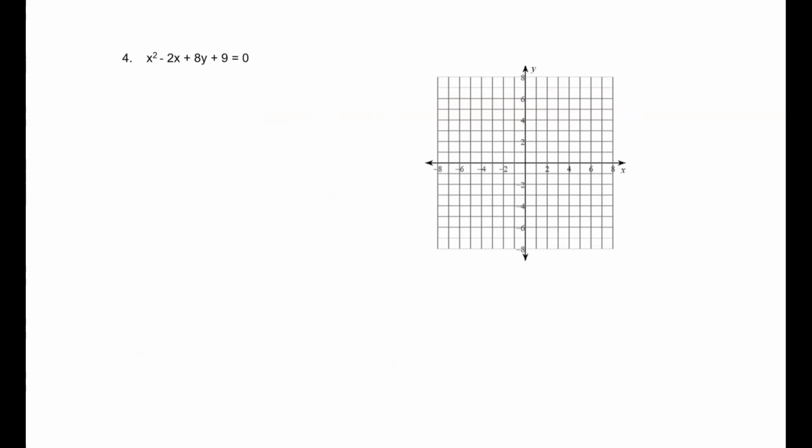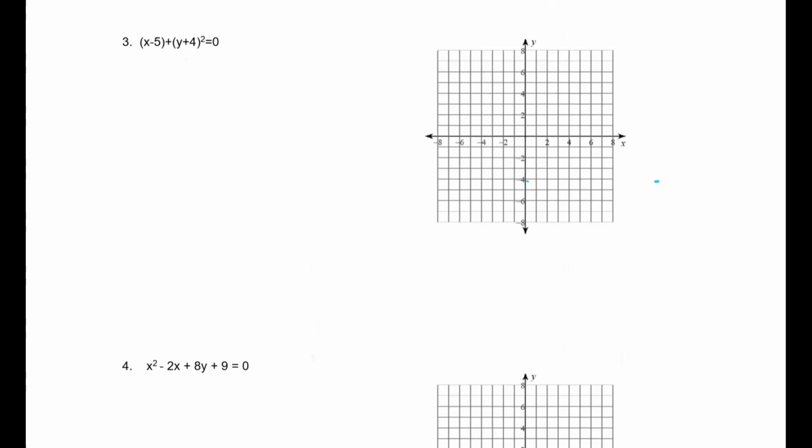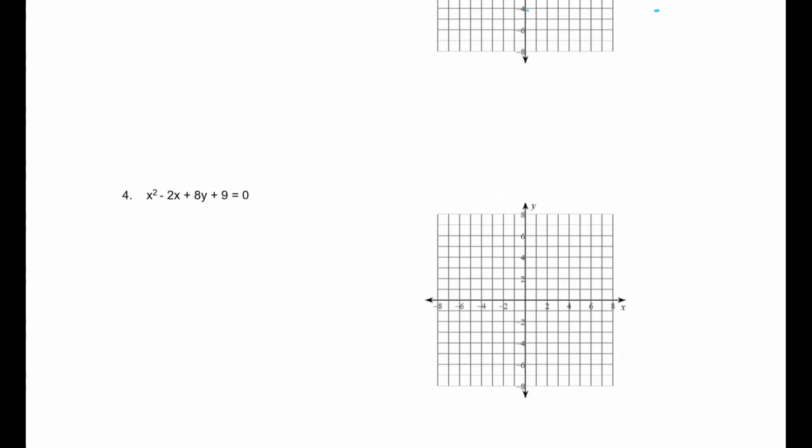Okay, let's do number 4 for parabolas. When we're working with this one, how do I know this is a parabola, my friends? Well, the reason I know it's a parabola is because it only has one squared term, and it's the x being squared, which tells me we're going to either open up or open down. So it's pretty easy with this one. So with this, let's go ahead and move stuff around.